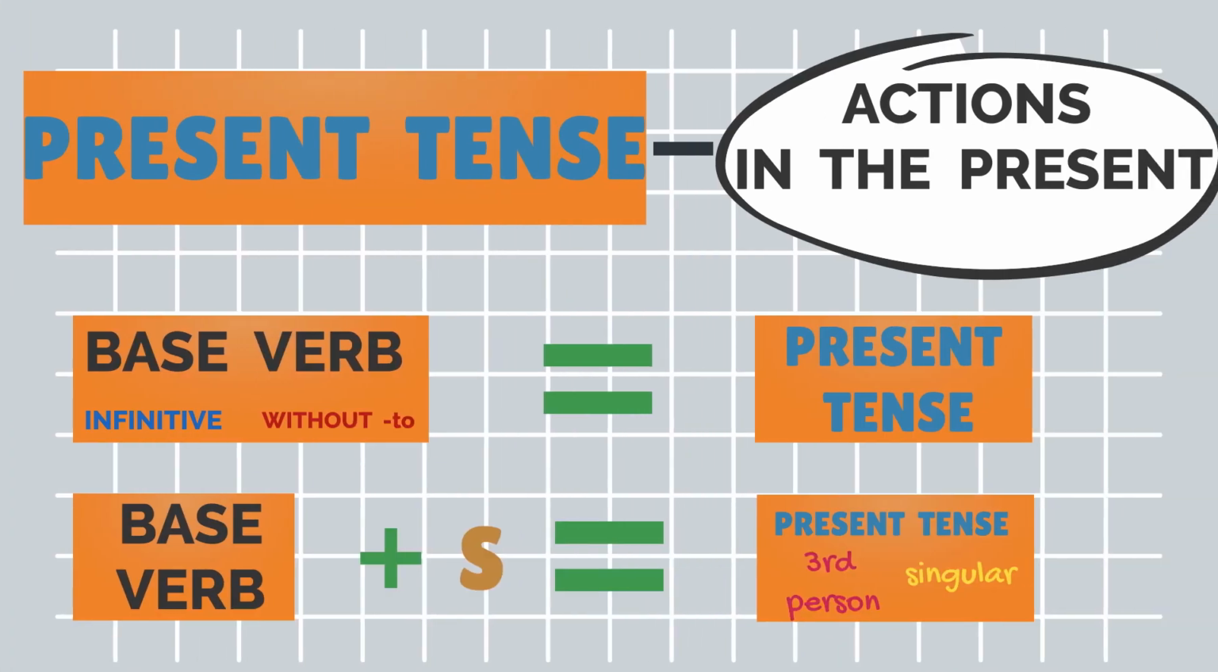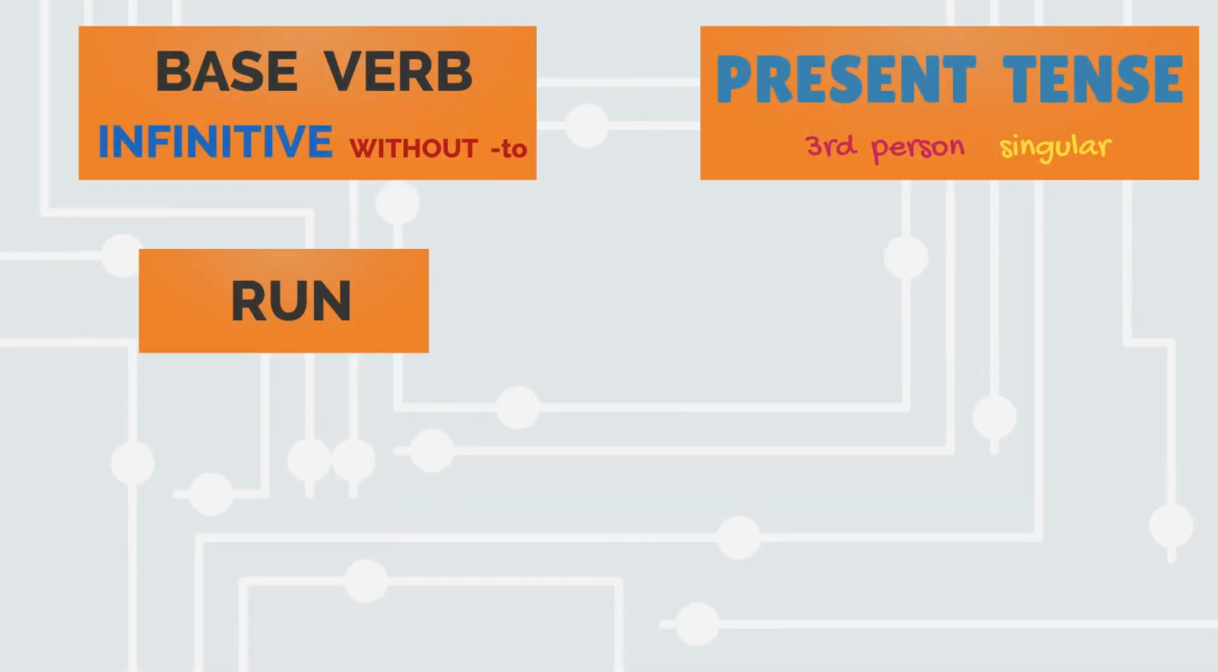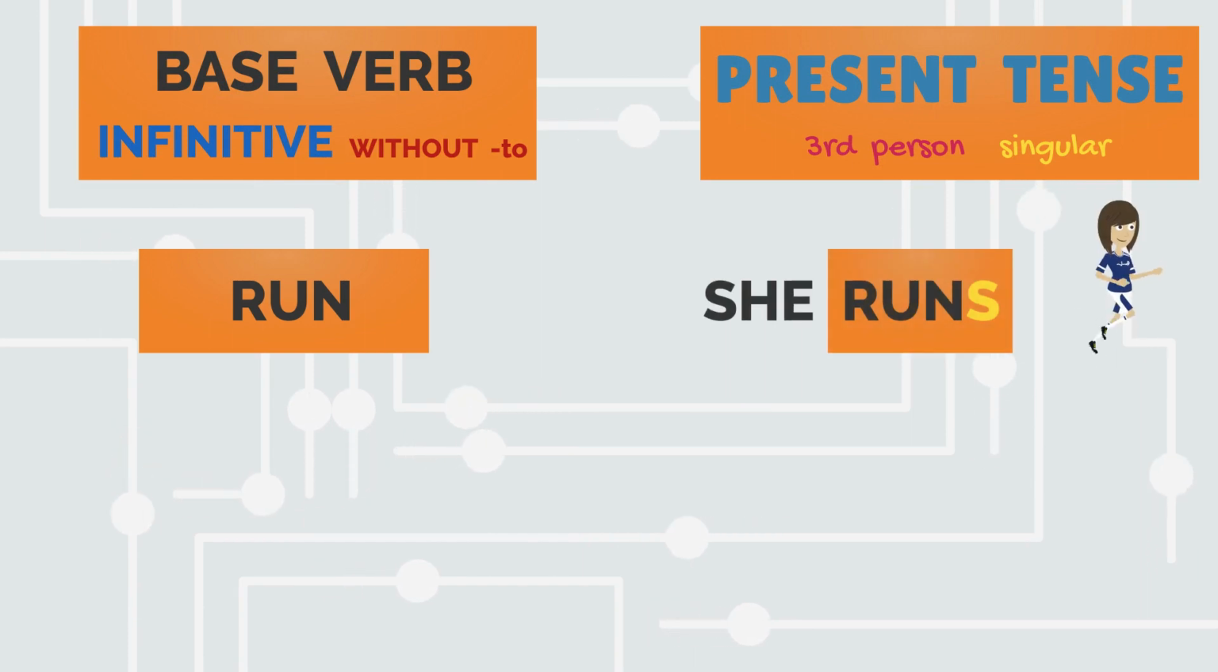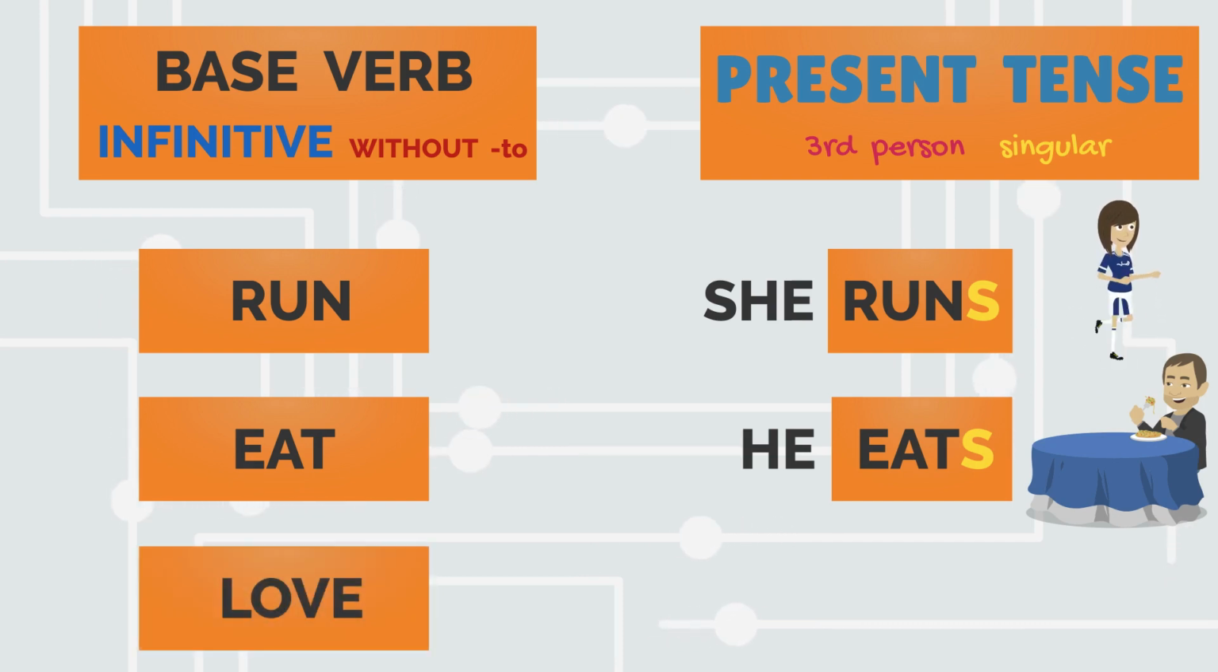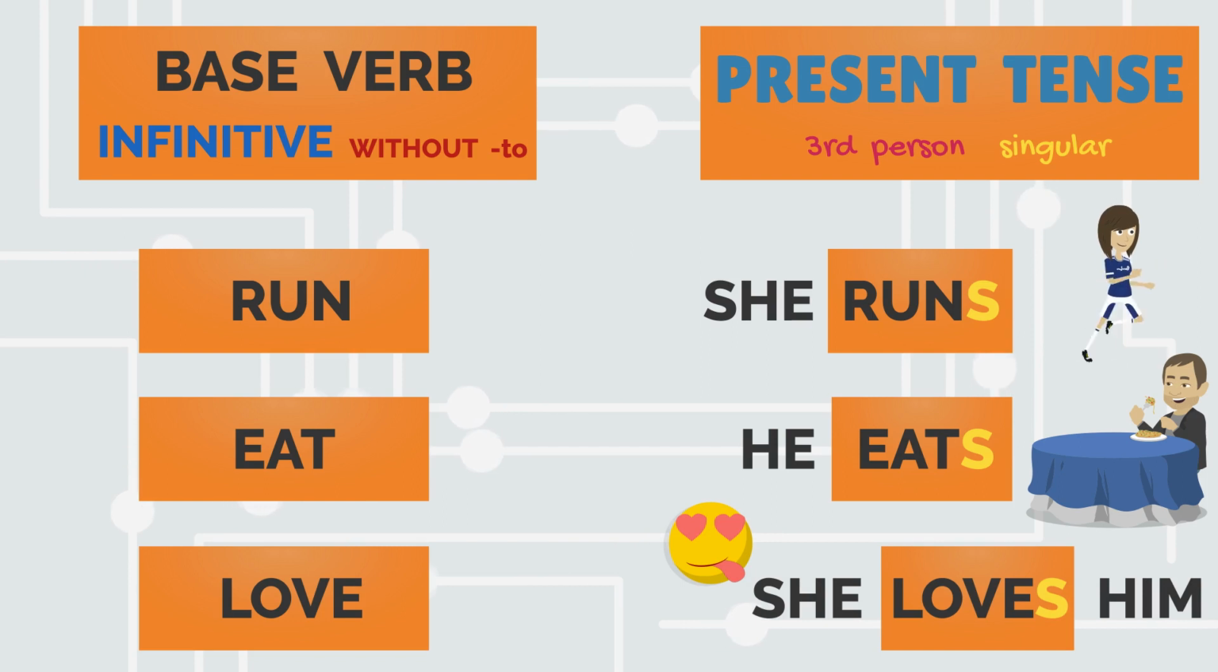But the third person, singular, takes s at the end. Run. She runs. Eat. He eats. Love. She loves him.